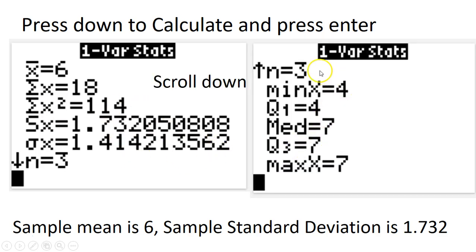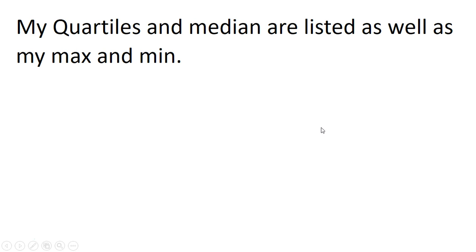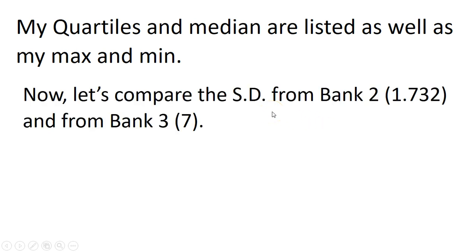All right, if I keep scrolling down, I have the number n. I have the min, the lowest value. I have the max, the highest value. I have my first quartile, my third quartile. It even gives me the median. Everything is listed there. My quartiles and median are listed as well as the max and min.